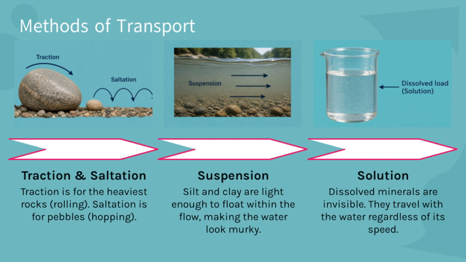The third method is suspension. Suspension carries fine, light material within the water. This includes silt and clay. When a river looks muddy or brown, it is often carrying lots of suspended sediment. The fourth method is solution. Solution carries dissolved minerals in the water. You cannot usually see this material because it is dissolved. The important thing is that different sizes of material move in different ways. Large boulders roll, pebbles bounce, fine sediment floats. Dissolved minerals travel invisibly in the water.